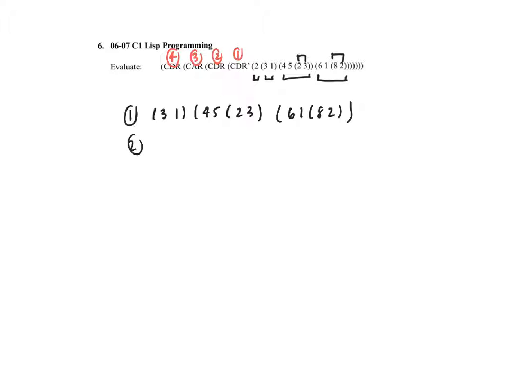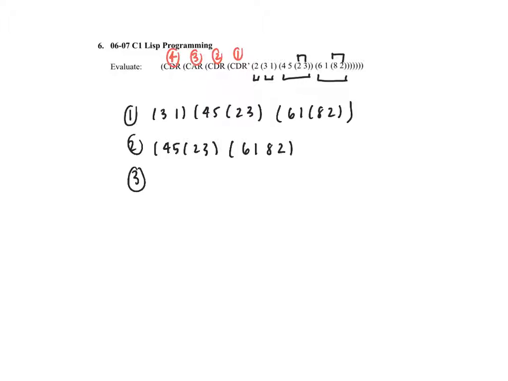The next step is again CDR. So we're going to take everything except for the first term in that list again, which is now 3, 1. And we're left with 4, 5, 2, 3, and then 6, 1, 8, 2.